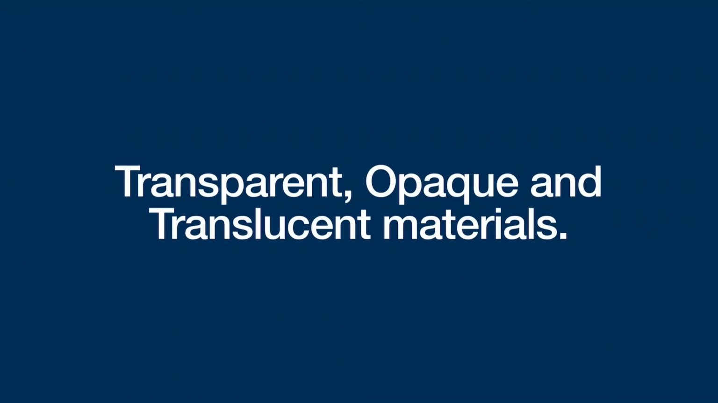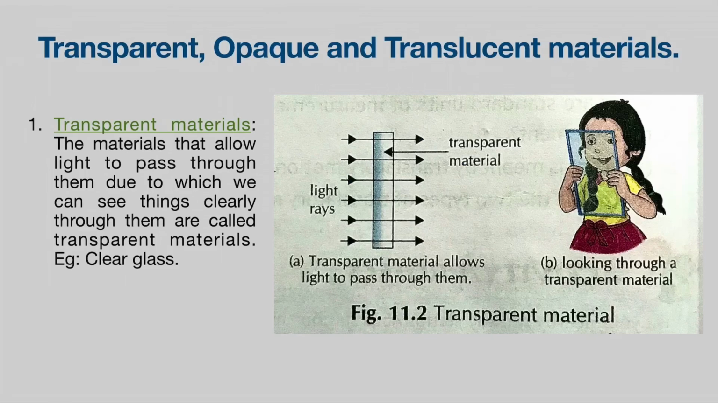After that, we come to this slide that talks about how different materials or objects interact with light. The first one that we have is transparent. So what are transparent materials? Transparent materials are those materials that allow light to pass through them. For example, a clear glass.